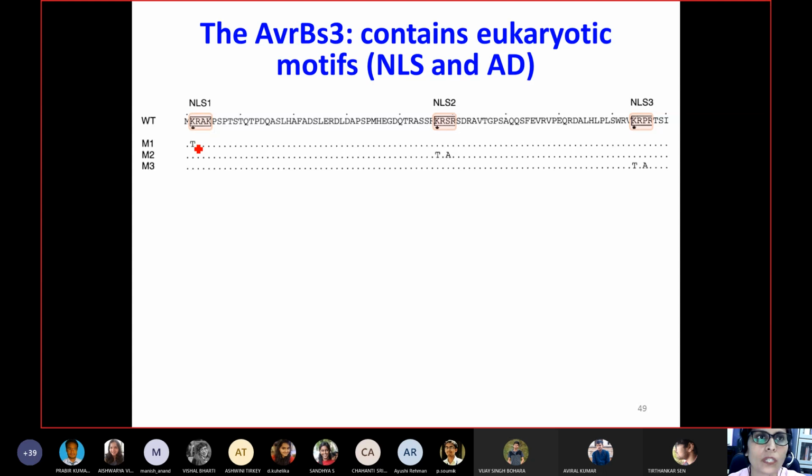So they first started with individual mutants. For example, only NLS1 where K was mutated to T. Then in the individual mutant for NLS2, lysine was mutated to threonine, and in NLS3 again lysine was mutated to threonine. And in the second case, this is the prominent second amino acid which is important. So this was also mutated into alanine. In this case, serine was mutated to alanine, and in this case, proline was mutated to alanine.